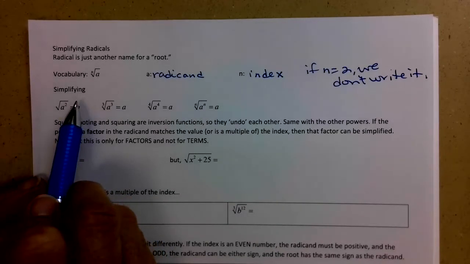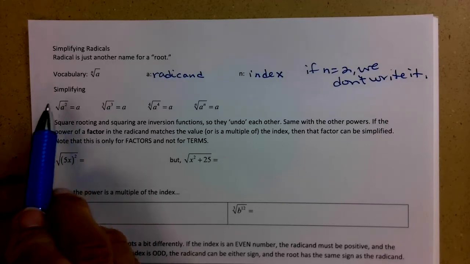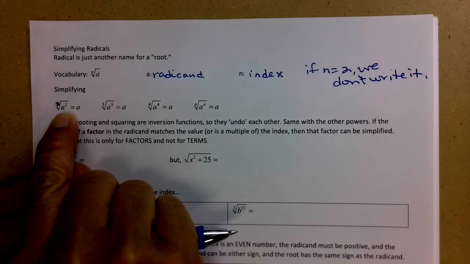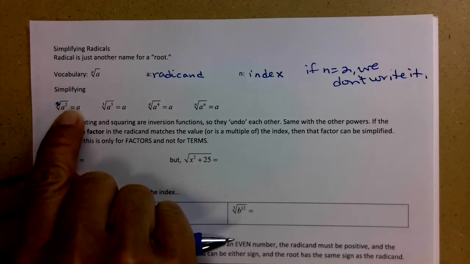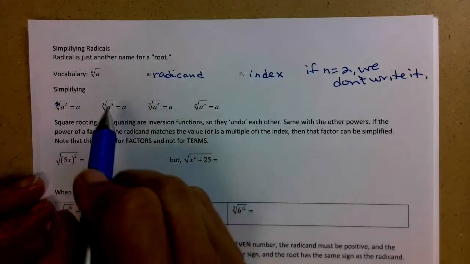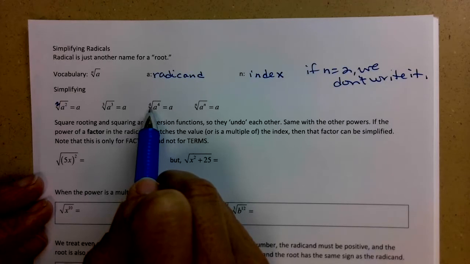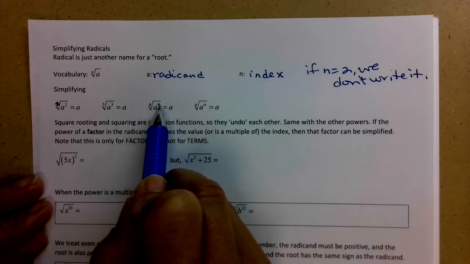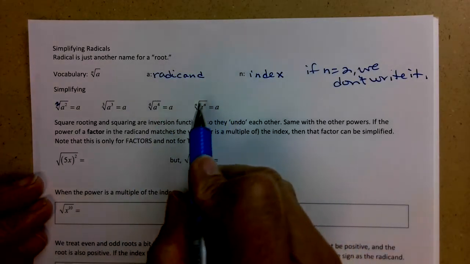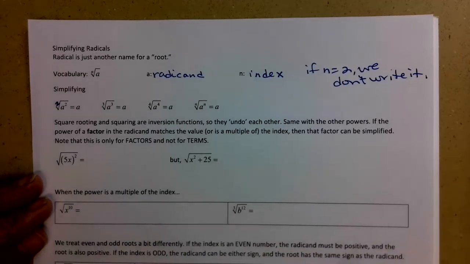When we start simplifying, if the index and the power of a factor in the radicand match, then they cancel. In this case, the index that we didn't write is 2, and the power of this factor of a is also 2. So the square root of a squared is a. The cube root of a cubed is also a. The fourth root of a to the fourth is a. If the index and the power match, they're inverse functions of one another. They undo each other. The nth root of a to the n is a. Square rooting and squaring are inverse functions that undo each other.